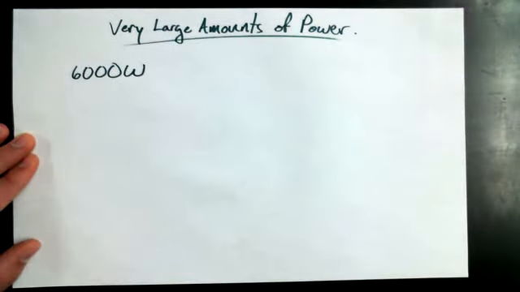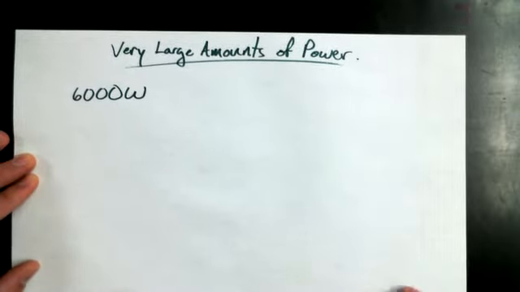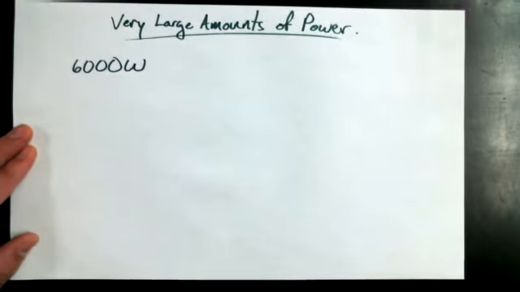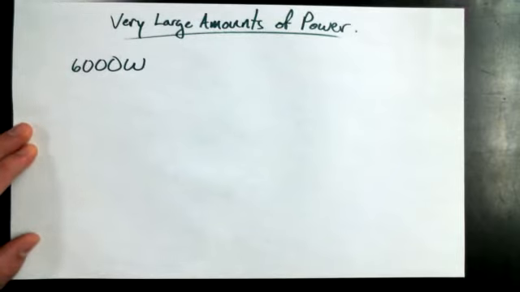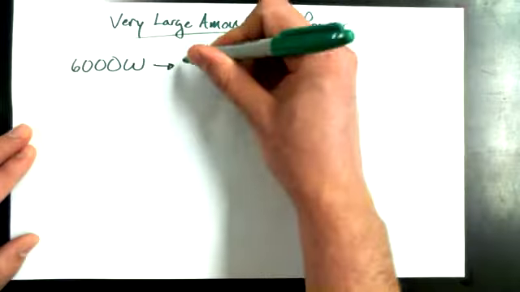All right, 6,000 watts. What does that say? Very large amounts of power. If I was talking about 6,000 watts, what would be an easier way to say it using prefixes? Yeah, 6 kilowatts.